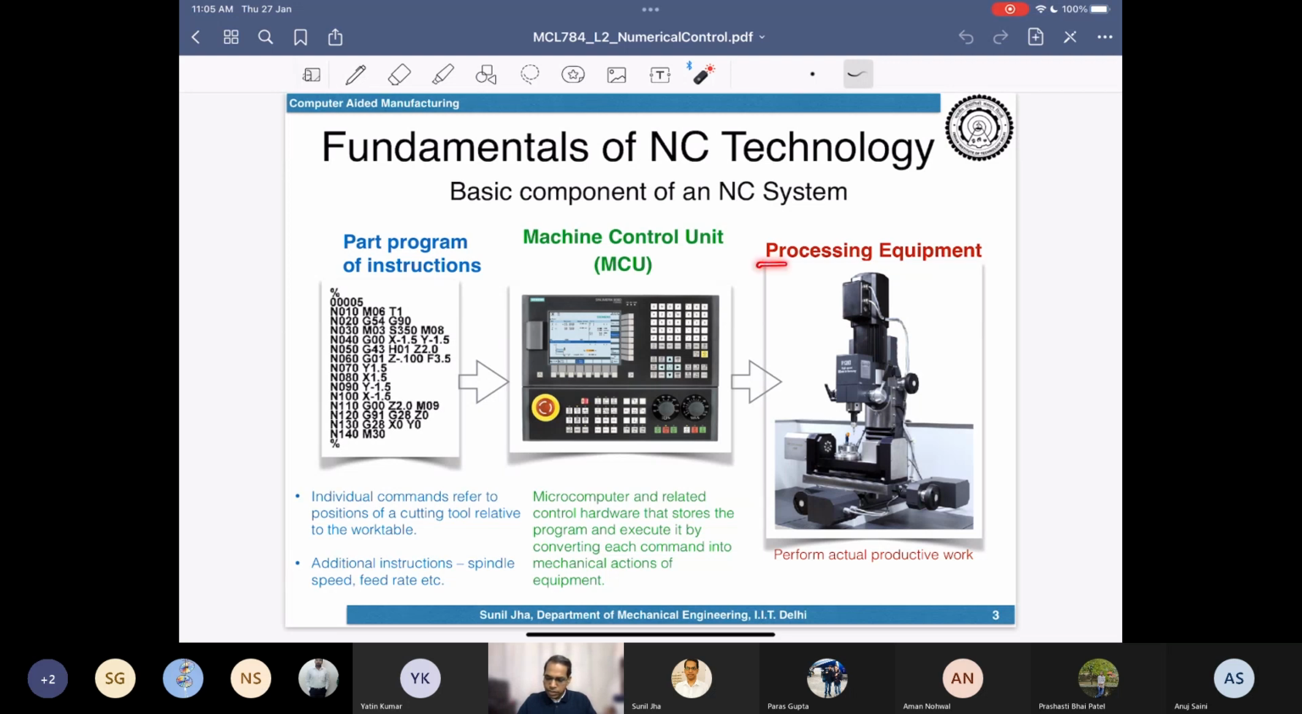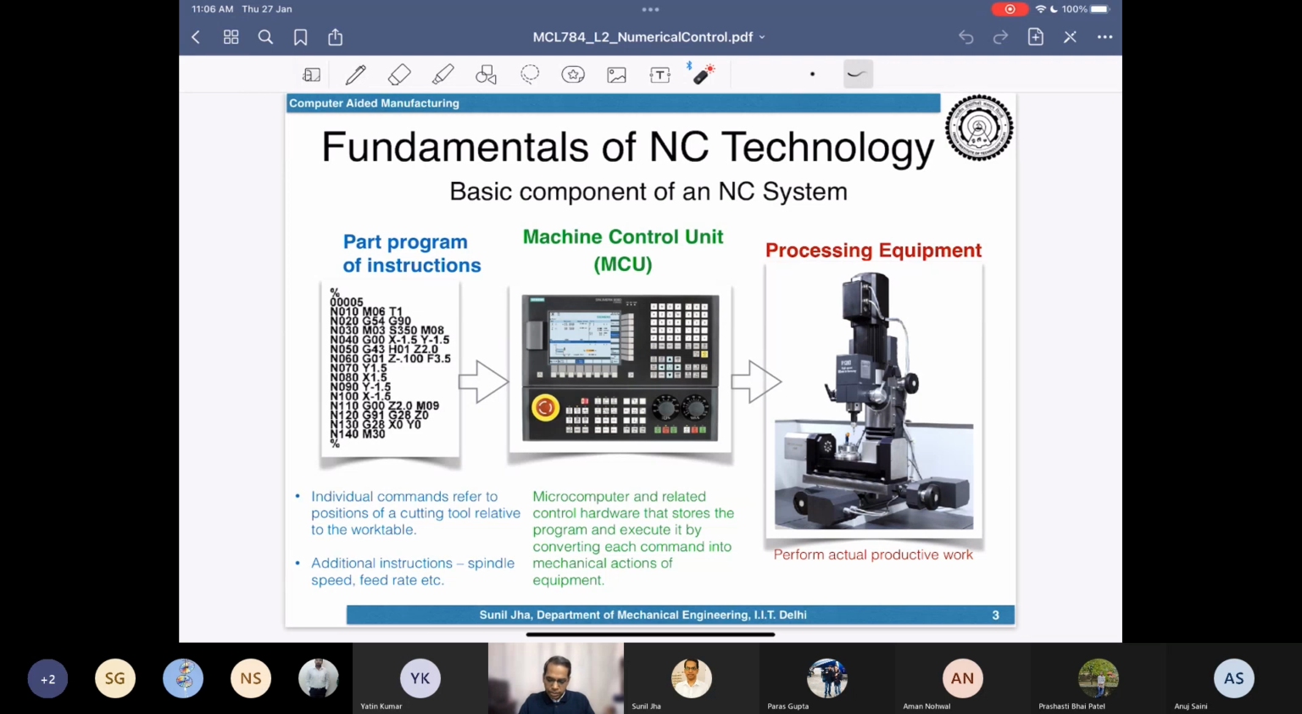And finally, you will be having processing equipment. It's a mechanical or electromechanical system which will be performing these operations. So if you look at the part program, you have these kinds of instructions. You might have understood by now, or earlier also you might have done some course on NC, you will understand these instructions.